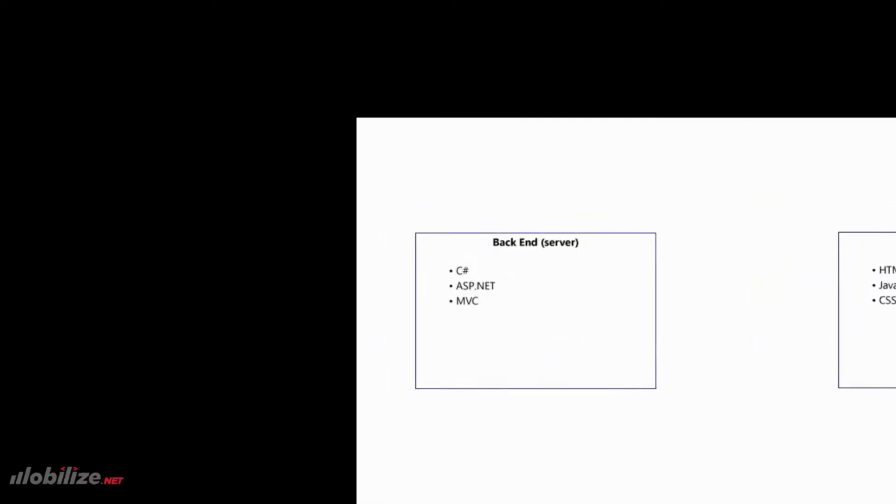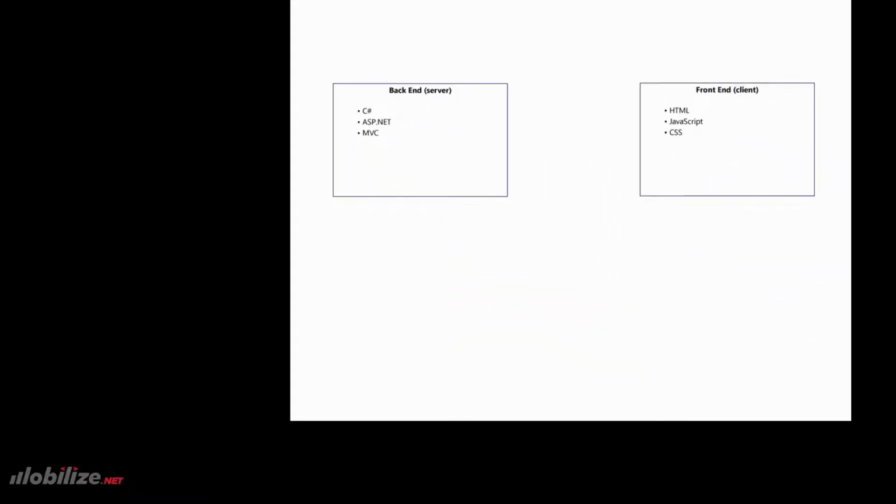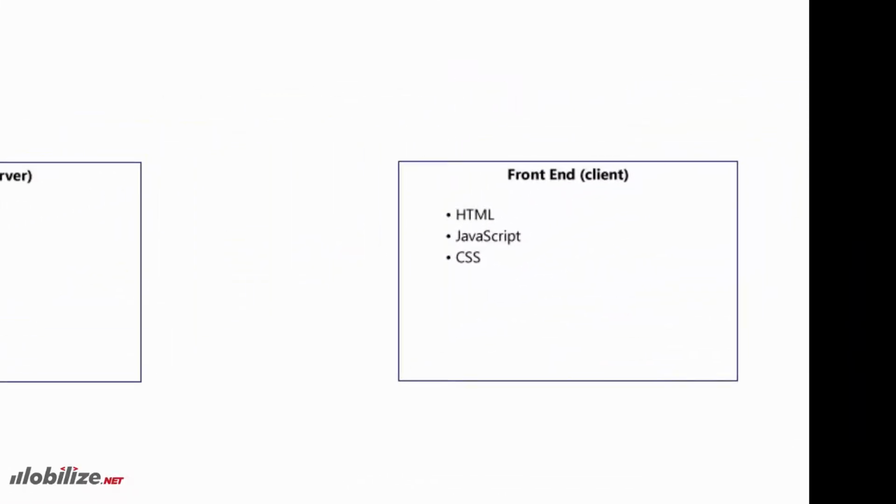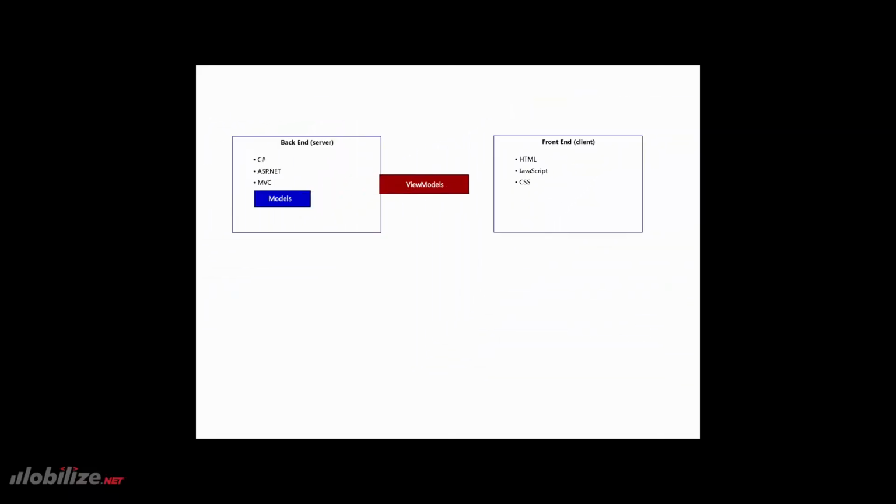In addition to any database tier, every web application has at least two tiers, a front end and a back end. The back end is what happens at the web server, and the front end is what happens in the browser. The back end that's created by WebMAP consists of C# code, ASP.NET Framework, and the Model View Controller or MVC pattern. The front end is JavaScript, HTML, and CSS for page styling. A simple way to think about the architecture is that the back end generates view models, which are sent to the front end for presentation to the user.